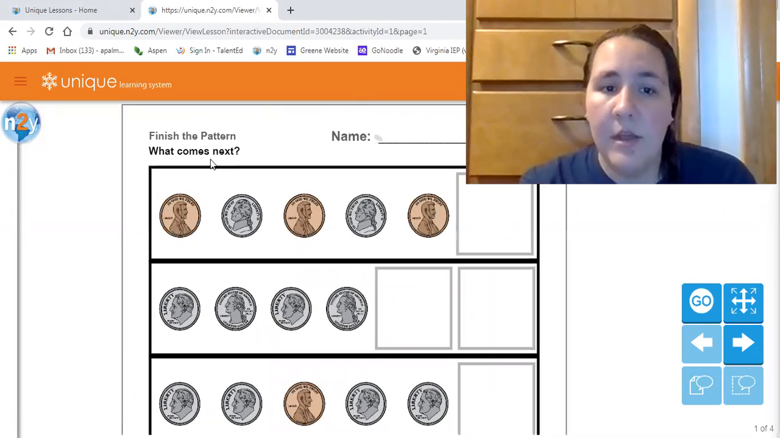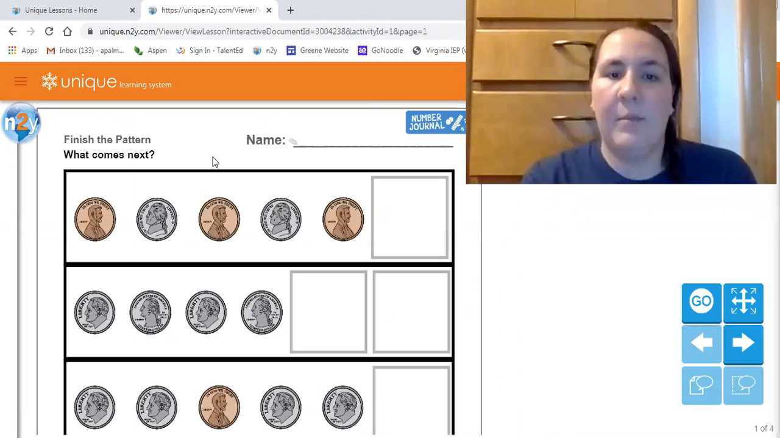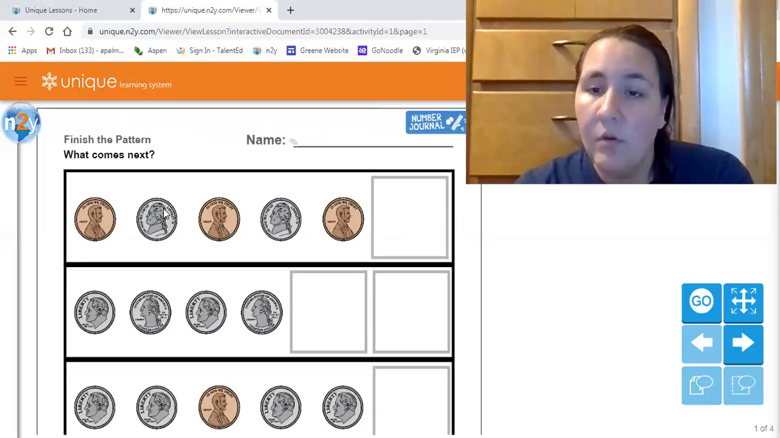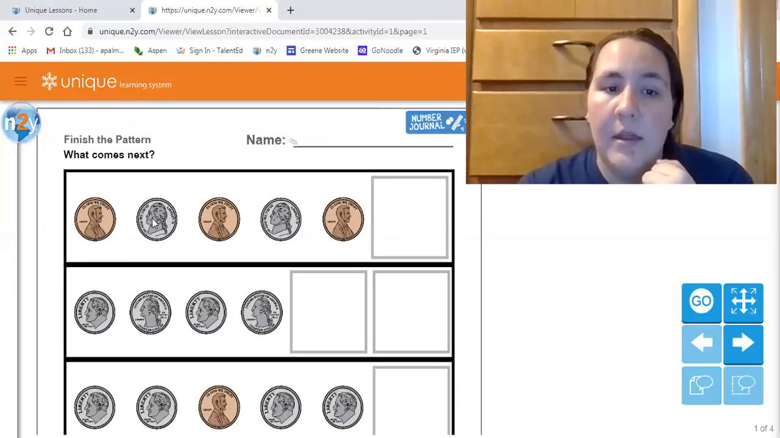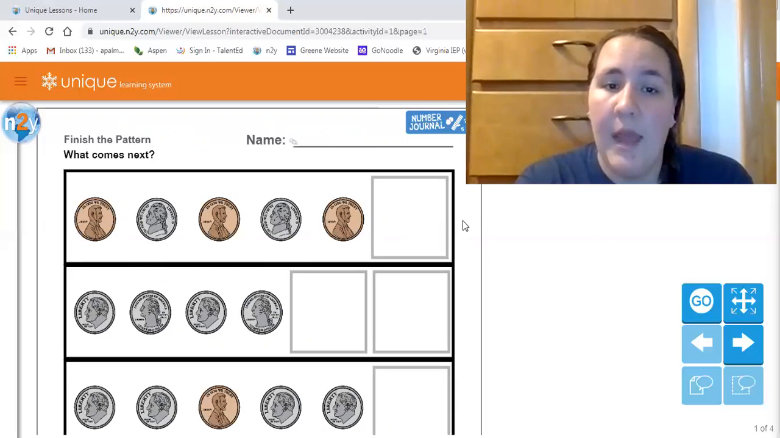So a pattern is when you have something that repeats itself. For example, in this first pattern, we have two different coins. We have a penny and then we have a nickel. So that penny nickel combination is going to keep repeating itself. So we have penny, nickel, penny, nickel, penny, and then we can make a prediction. We can guess what would come next based on what we see so far.